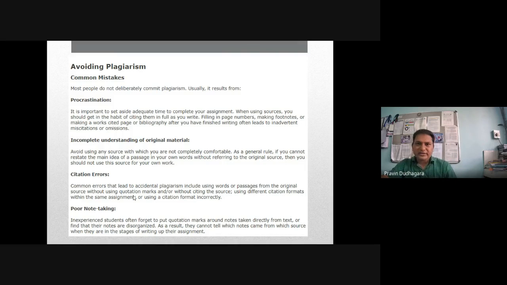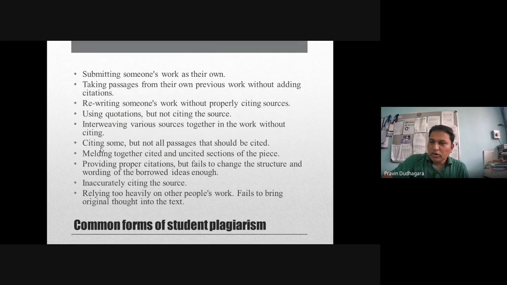So poor note taking is one part that occurs due to poor practice. The common forms of student plagiarism are: submitting someone's work as their own, taking a passage from their own previous work without adding a citation, rewriting someone's work without properly citing the sources, using a quotation but not citing the source, interweaving various sources together in the work without citing, and citing some but not all the passages that should be cited. A number of such common mistakes occur, and that's why student reports fall under plagiarism.